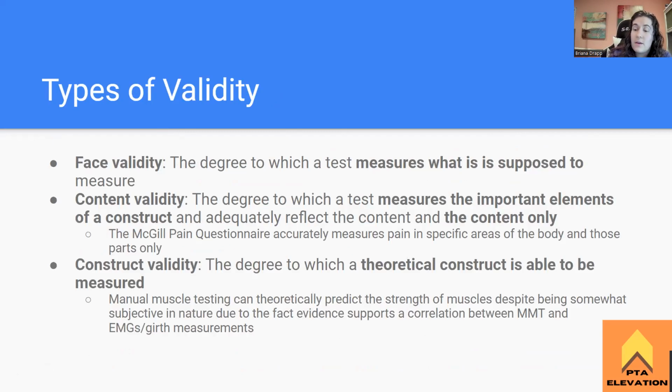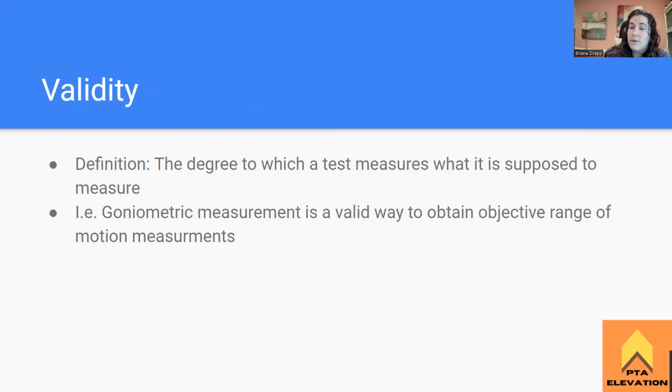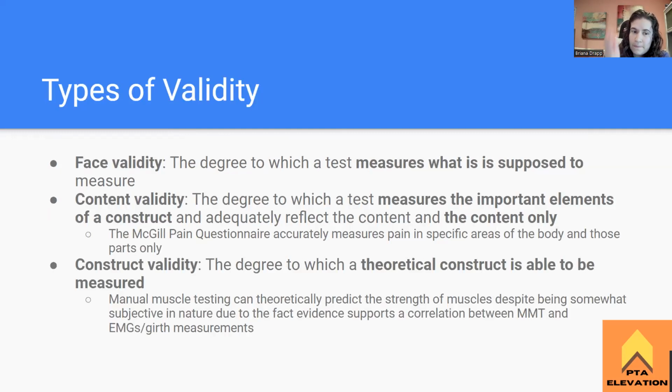So we've got face validity, which is exactly what this definition is, the degree to which a test measures what it's supposed to measure. So is the goni measuring range of motion? Yep, cool. That's a valid way to measure range of motion. Content validity. This is the degree to which a test measures the important elements of a construct and adequately reflects the content and the content only. So what does that mean? This means that if we are using one test, it is testing for one specific thing, and it's going to reflect that one specific thing only.